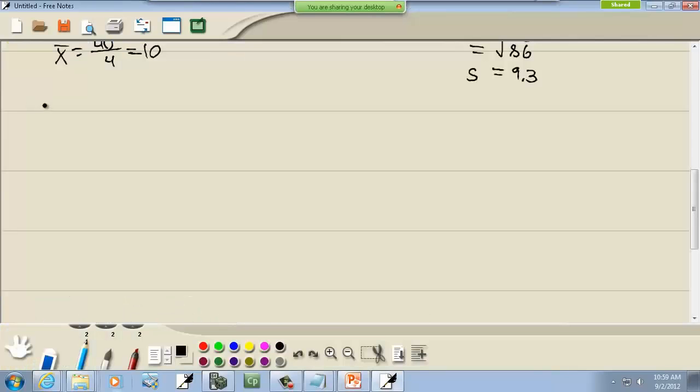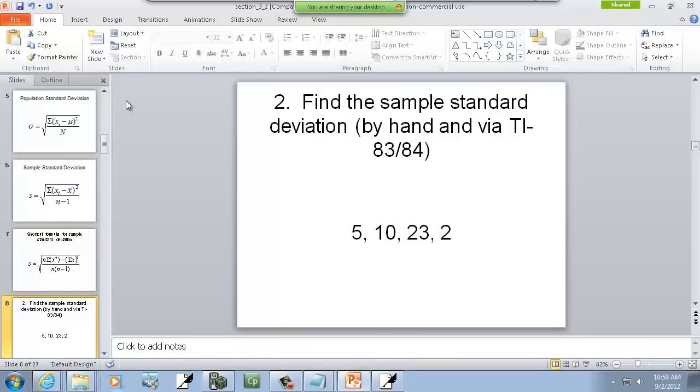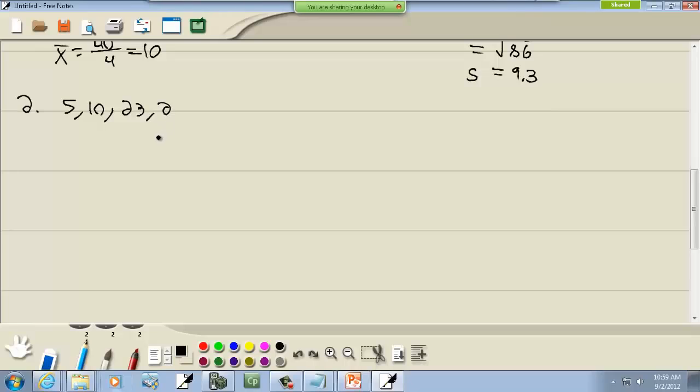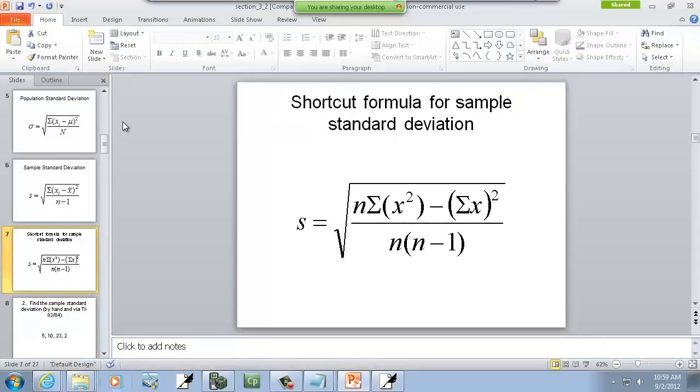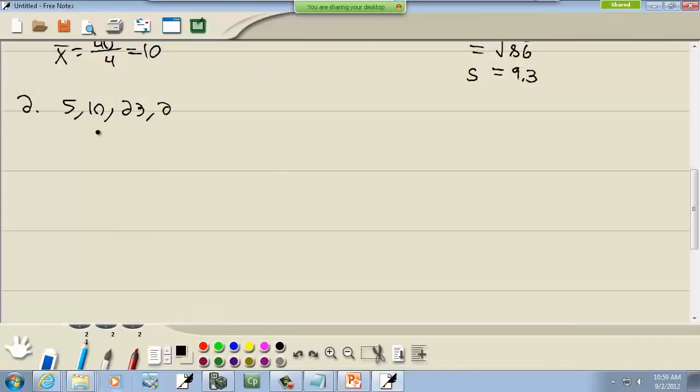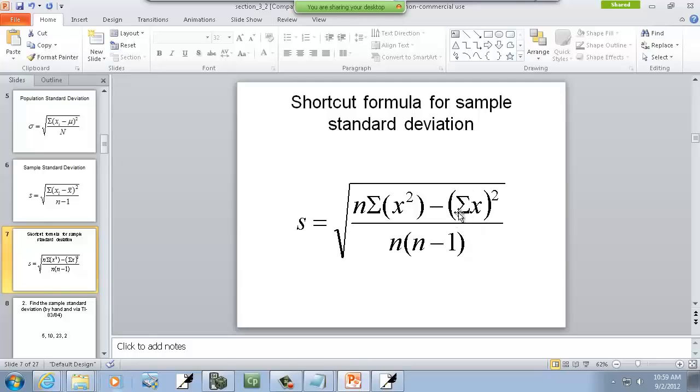Well, let's look at this problem reworked using the shortcut formula. So let me write the problem down again. We got 5, 10, 23, and 2, and we use our shortcut formula. To begin with, I see over here we got sigma x, so I want to add together the x values. So let me first put the x values down: 5, 10, 23, and 2. Adding together the x values, and you can drop the sub i, what is that, 40? Now that would handle this piece right here. Now n, I know that's how many we have.